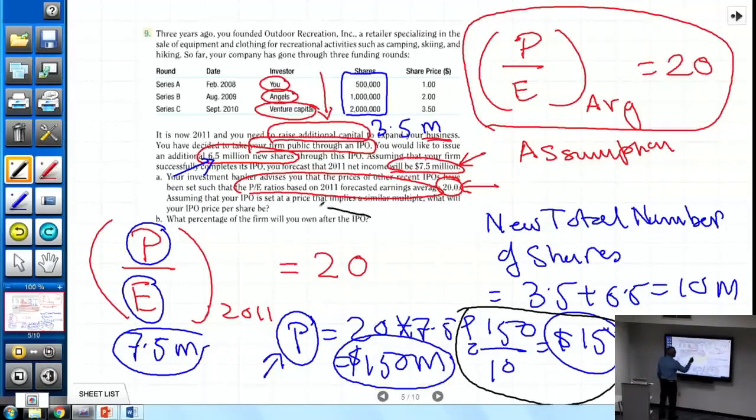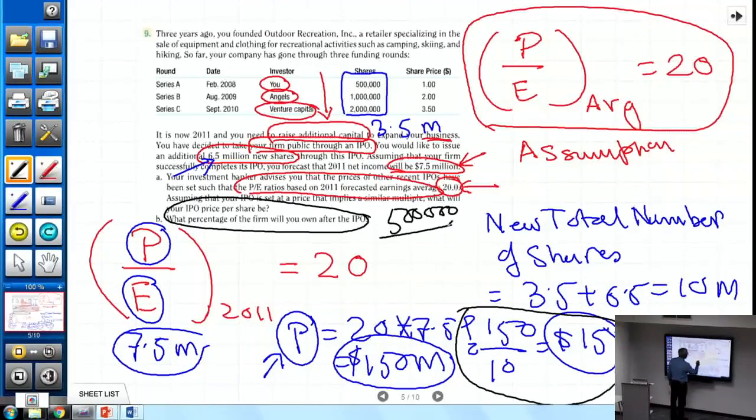Part B, what percentage of the firm would you own after the IPO? So you own 500,000 over 10 million shares outstanding. So your ownership is 5%.